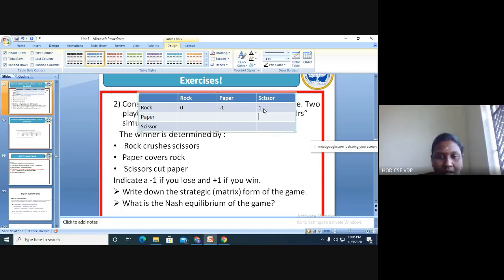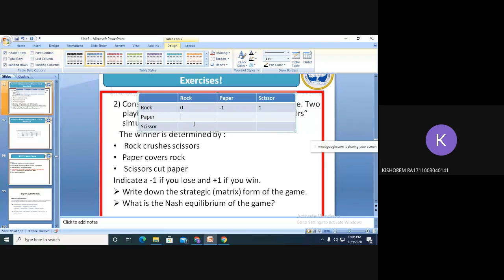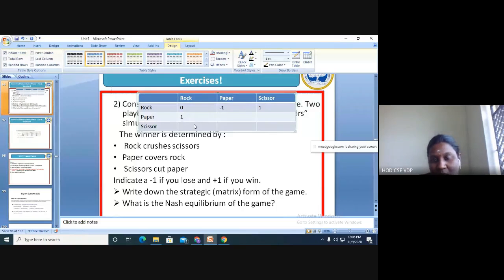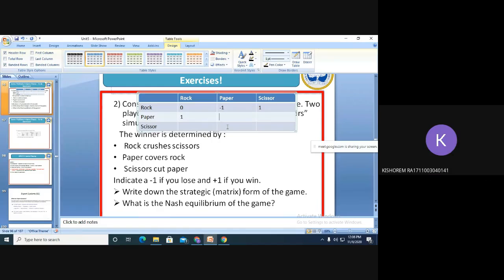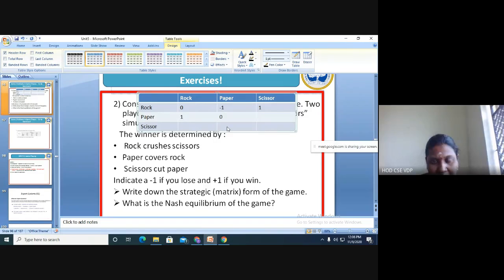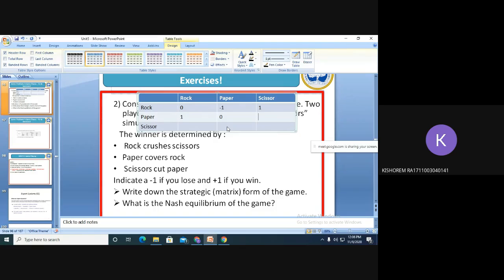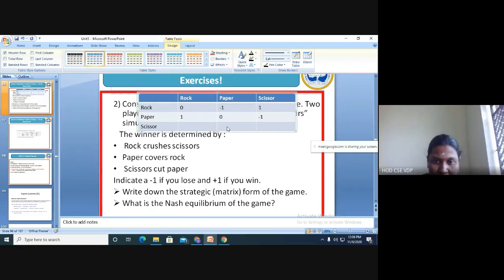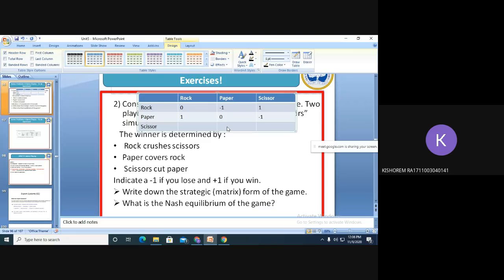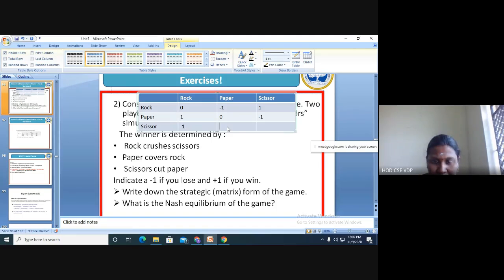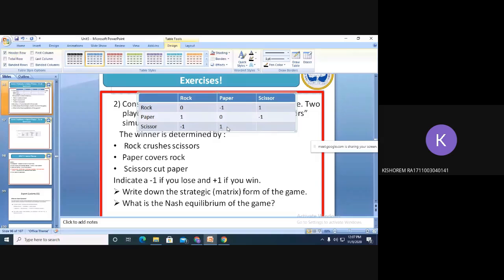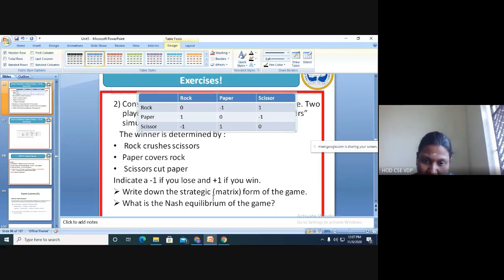So +1. Okay. Then paper versus rock, who gets the point? Paper, ma'am. So if it's paper, it's +1. Then paper versus paper, 0, neutral. Okay. Paper versus scissor, scissors get the points, ma'am. So -1 for paper. Scissor versus rock, rock gets the points, so it's -1, ma'am. +1 for paper. Scissors versus scissors, 0. Okay. So indicate -1 if you lose.